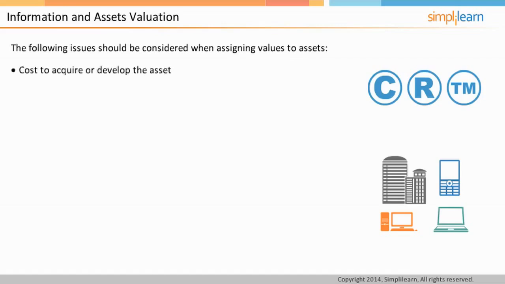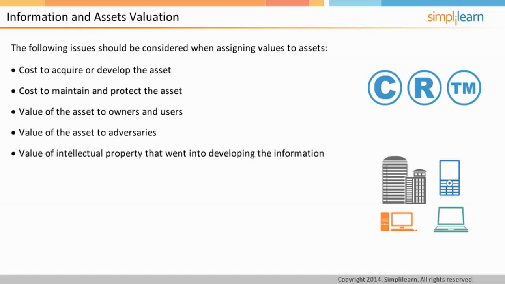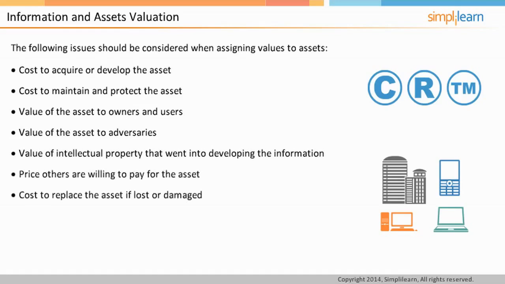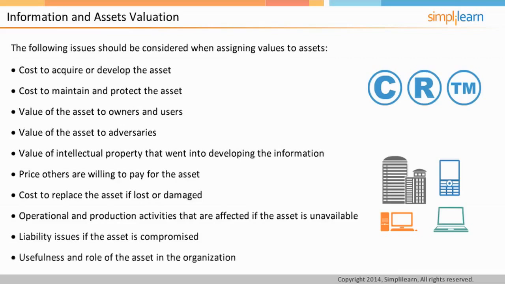Cost to acquire or develop the asset. Cost to maintain and protect the asset. Value of the asset to owners and users. Value of the asset to adversaries. Value of intellectual property that went into developing the information. Price others are willing to pay for the asset. Cost to replace the asset if lost or damaged. Operational and production activities that are affected if the asset is unavailable. Liability issues if the asset is compromised. Usefulness and role of the asset in the organization. Let us look at the types of risk analysis in the following screen.